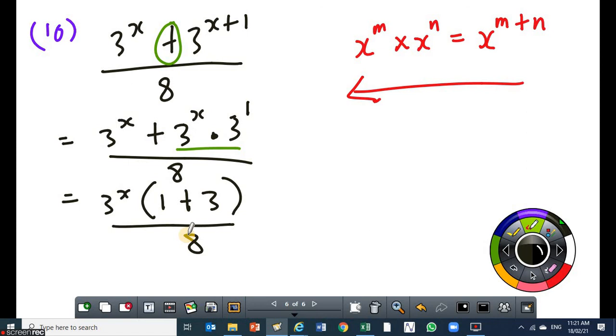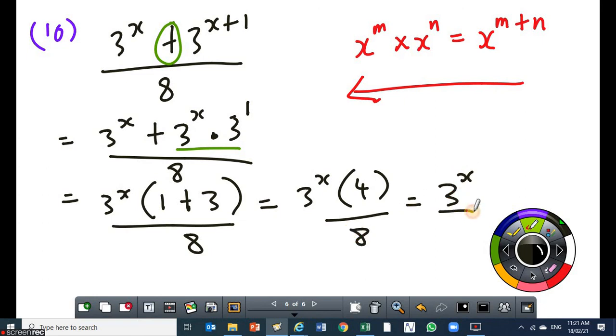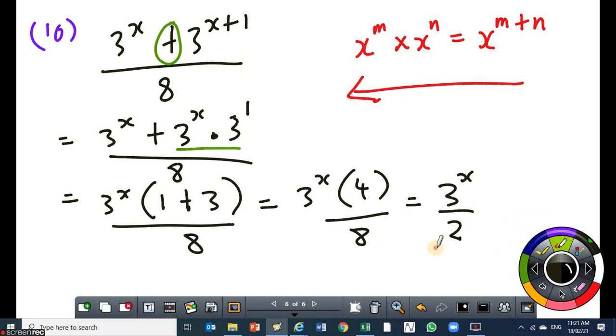Then I can simplify what's inside the brackets. So I'll get 3 to the power of x, and I'll get 4 there over 8. My final answer is going to be 3 to the power of x over 2, because there's a common factor between 4 and 8, and that common factor is the 4. 4 into 4, 1. 4 into 8, 2. But the 2 is going to be the denominator. Okay? Then we are done.